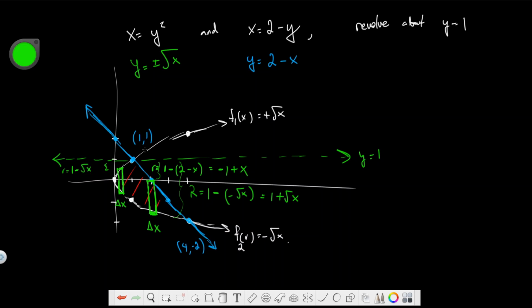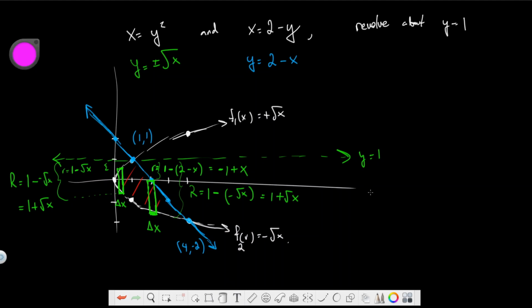positive square root of x. Remember this white curve right here? Positive square root of x. And the large radius, we add a little dotted line, that's going to be 1 minus negative square root of x, or 1 plus root x. Right? So the dimensions to the left of 1 and to the right of 1 of our washers are going to differ. So with that said, there are going to be 2 integrals here. All right, let's go ahead and write those integrals down.